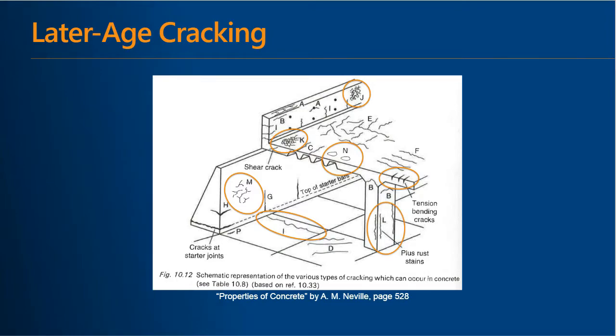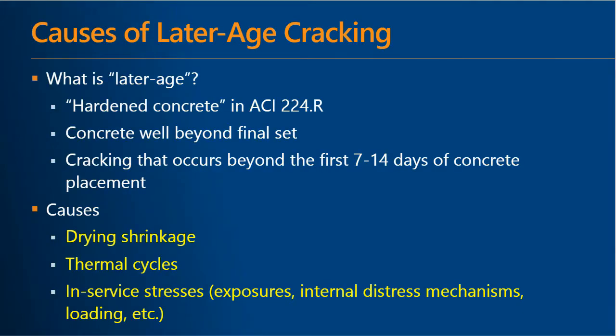So on the contrary, then you can have later age cracking. And this is, again, in hardened concrete. And some common examples of crack patterns for later age cracks are highlighted again. And just to reinforce later age, again, concrete is well beyond final set. It's beyond that first 7 to 14 days of concrete placement, and it is sufficiently hard and has started to dry. And some of the causes of later age cracking that Daniela and I will be discussing include drying shrinkage, thermal cycles, and in-service stresses.